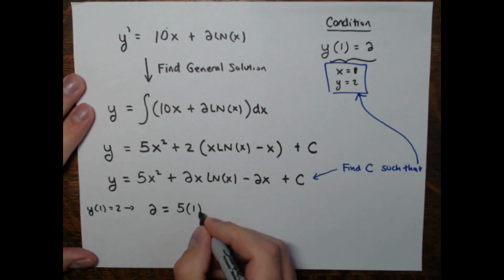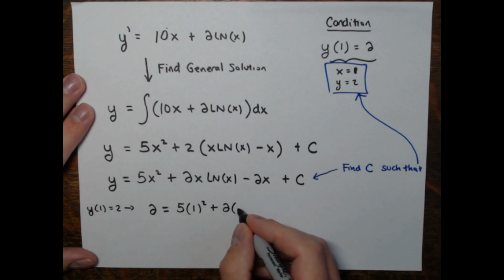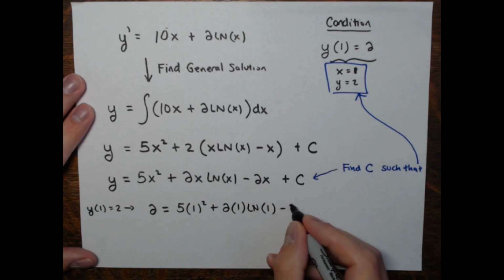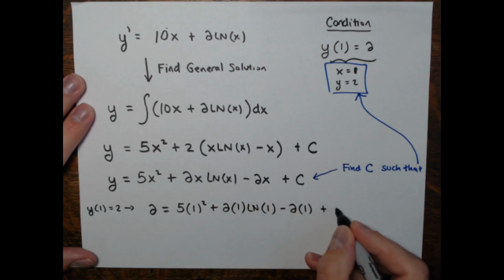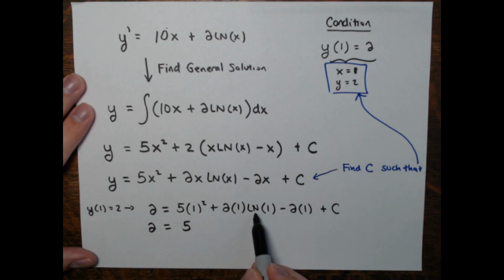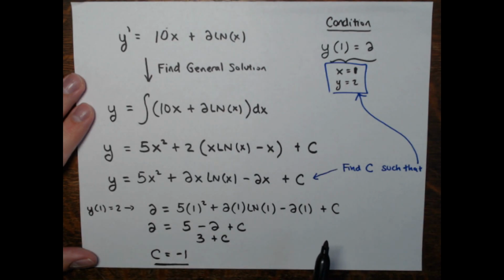So we got 5 times 1 squared plus 2 times 1 times the natural log of 1 minus 2 times 1 and then plus some constant. So I got 2 on the left. Now 5 times 1 squared, that's 5 times 1, that's 5. The natural log of 1 is 0, so this middle term is a 0. Then you got minus 2 times 1, so minus 2, and then plus c. Well, that's just 3 plus c over here. Subtracting 3 gives me c equals negative 1. So I pop that in here. Here's our solution.